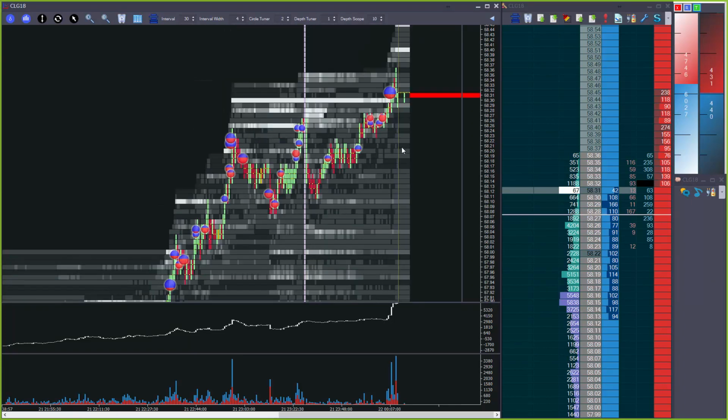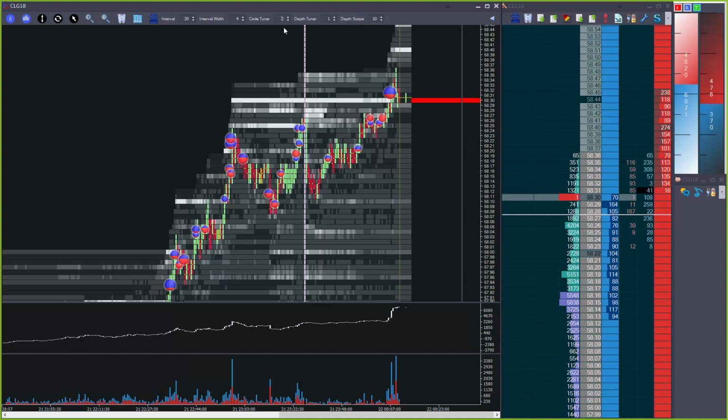The reason you get more circles when the tuner's low is because on crude, there's more of a disparity between low depth and high depth, right? So you can see low depth could be 30 contracts, 79 contracts, and high depth could be 104. That's the way the tuner works. If you've got more of a disparity between a lot of size and a little size, then you'll get more circles. So we just tune that out a little bit.